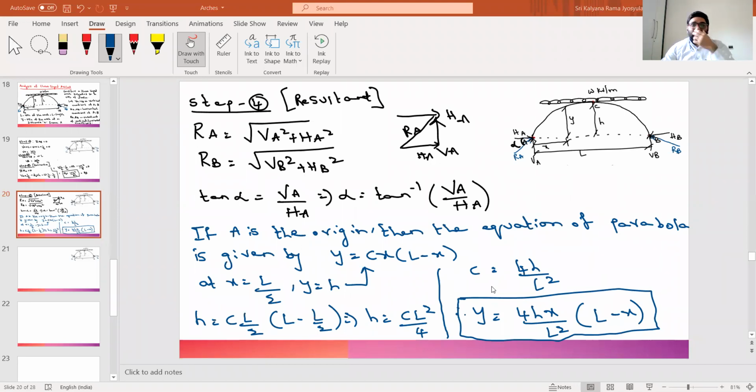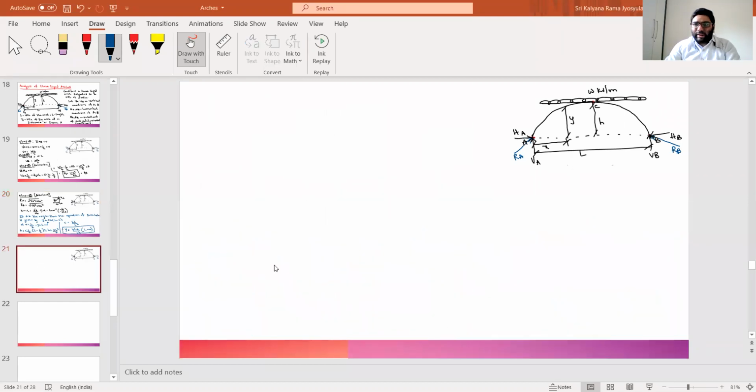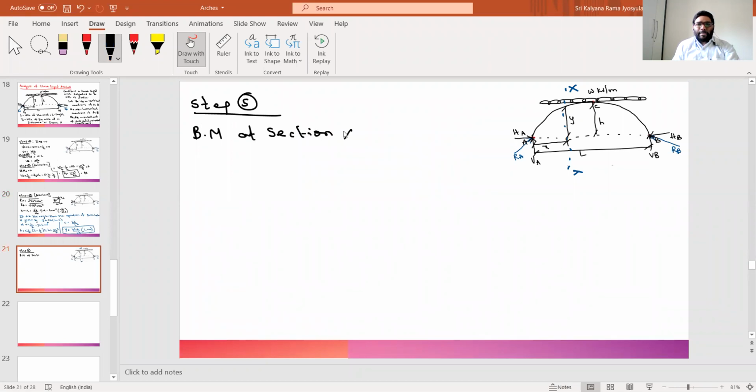And we need to continue ahead. Now we need to calculate the bending moment at a section XX. If I take this as XX, continuing with the previous derivation, step 5, bending moment at section XX. What do you have?